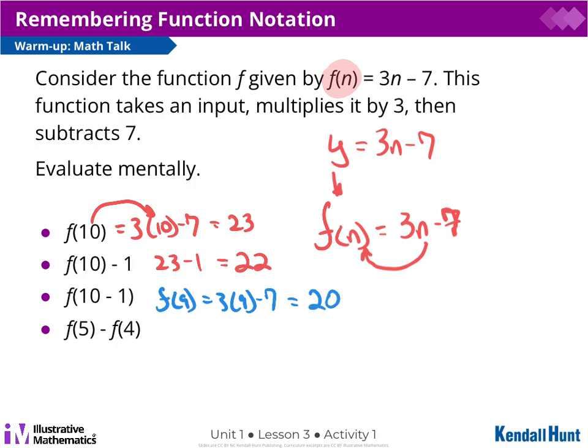Then the next one, we get f of 5 minus f of 4. So you get 3 times 5 minus 7, minus 3 times 4 minus 7. 15 minus 7 is 8. 12 minus 7 is 5, which gives you 3.